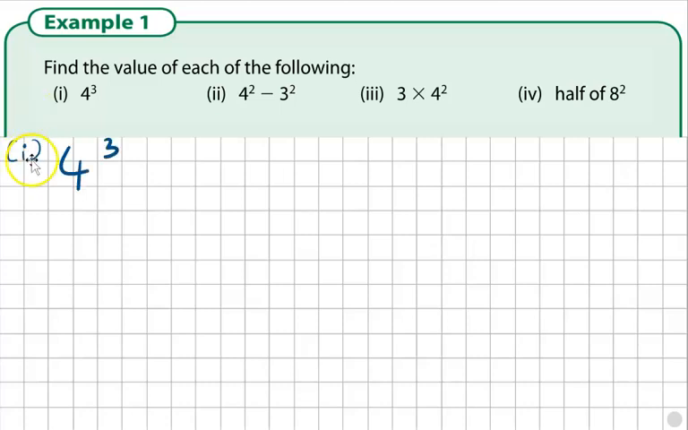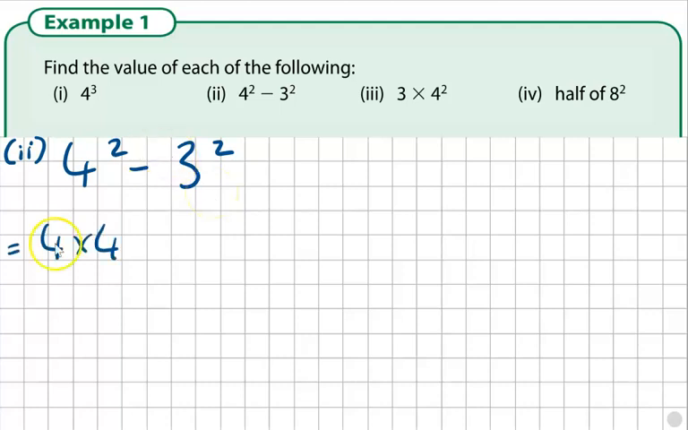So part 1, 4 to the power of 3 or 4 cubed. Well, 4 cubed means 4 times 4 times 4, which gives us 64. Part 2, we want to work out 4 squared minus 3 squared.